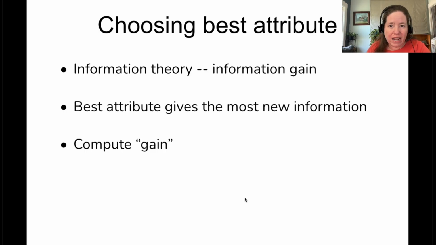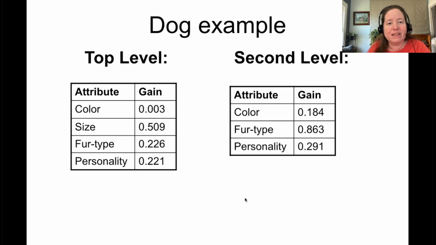But just for now, gain is something where you can take a collection of data and calculate the gain based on some pretty ugly formulas. And it's a number, right? So at the very top level in the dog example, if I calculated the gain for each of the attributes of the dog, we have color, size, fur type, and personality. You can see these are the gain values you would actually get for this particular data set.